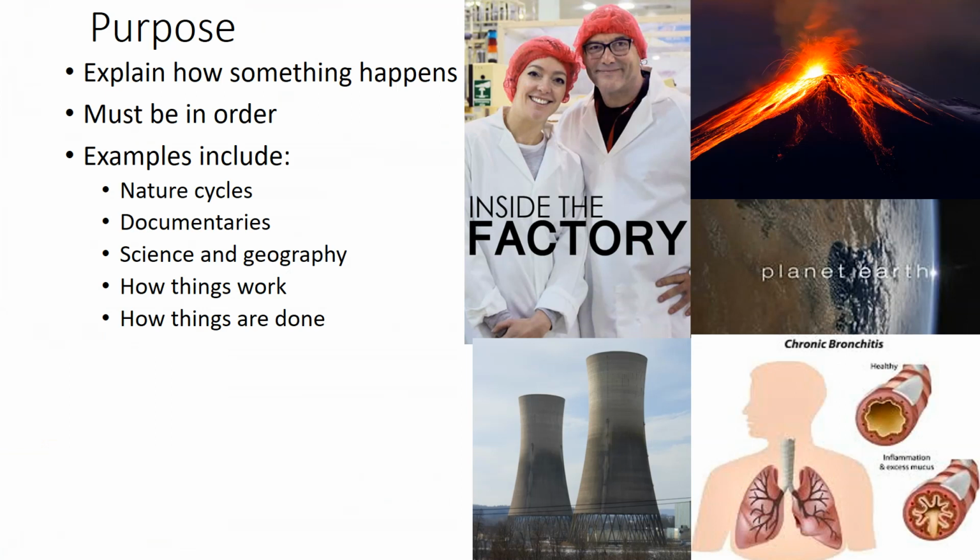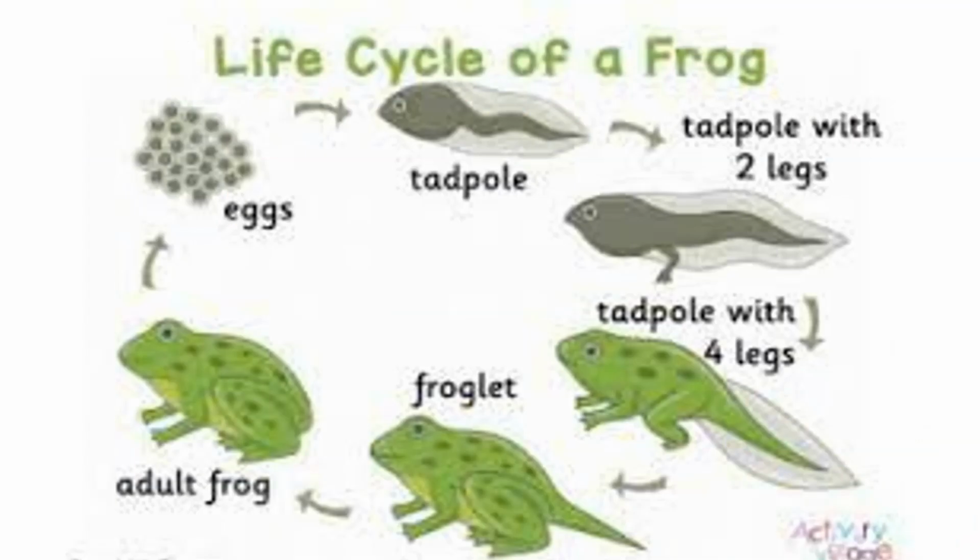Nature documentaries show us how animals live, hunt, and build their homes. We often read and write examples in school about nature cycles, like the life cycle of a butterfly, or how a seed becomes a plant, or the water cycle in geography. We use explanations to show how something is made or done. The TV series Inside the Factory is an excellent example.